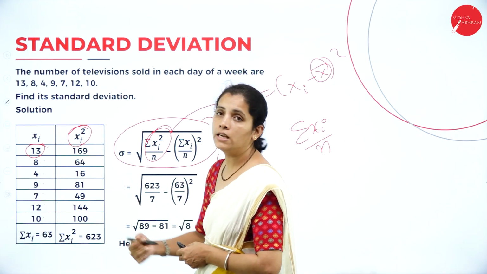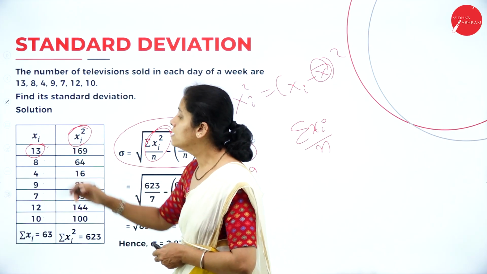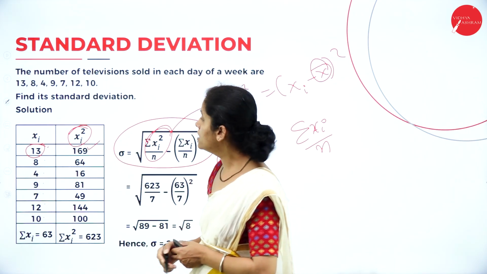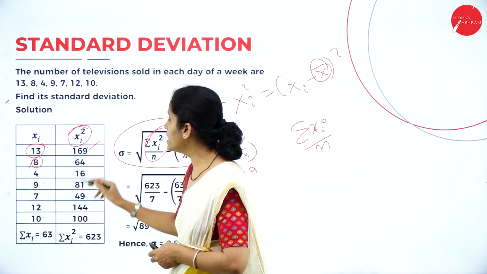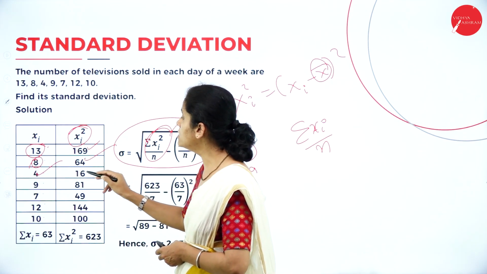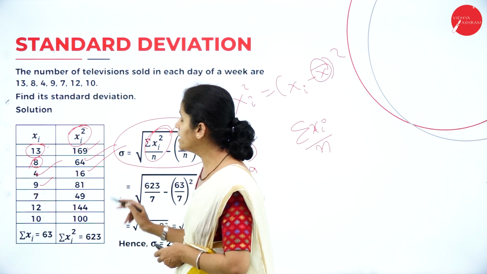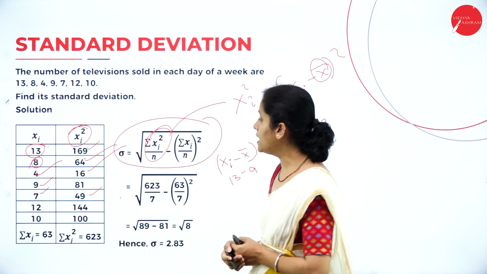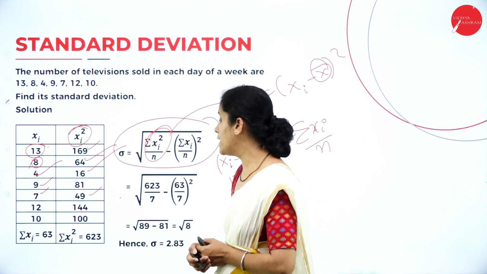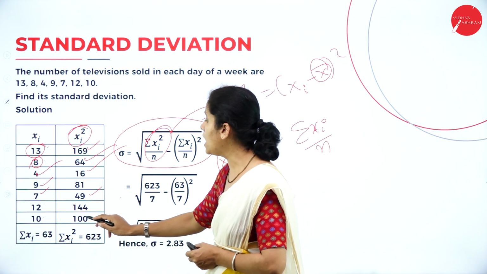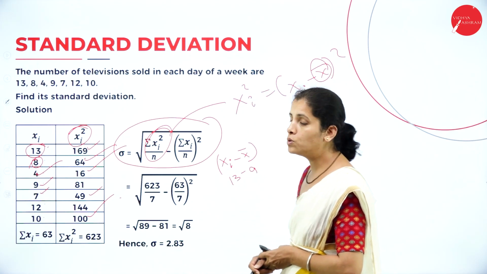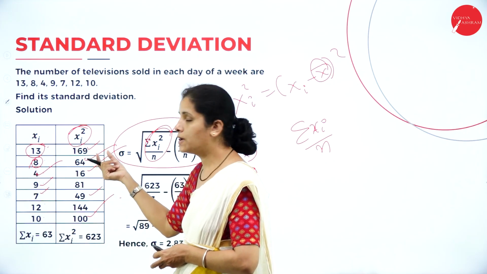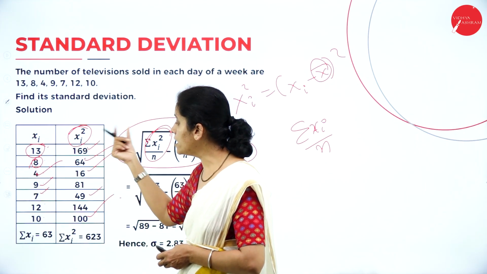Okay, and if I take the square of that, 13 into 13 is 169, then 8 square is 64, 4 square is 16, 9 square is 81, 7 square is 49, 12 into 12 is 144, and 10 square is nothing but 100. Now what I want to do? I want to find the summation of xi as well as the summation of xi square.